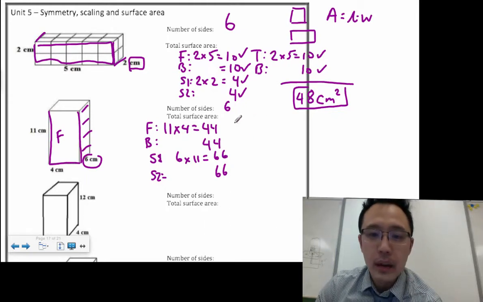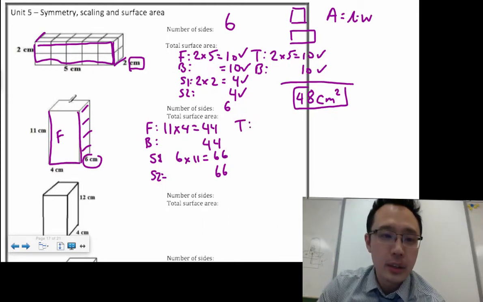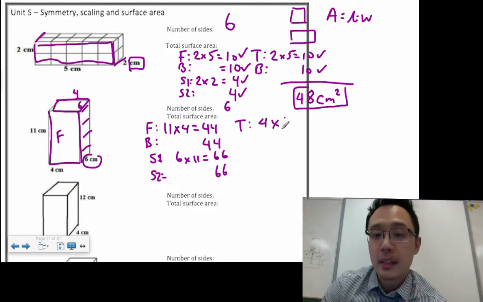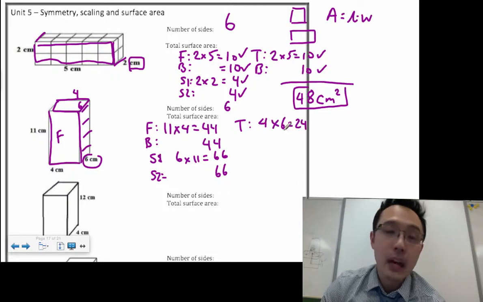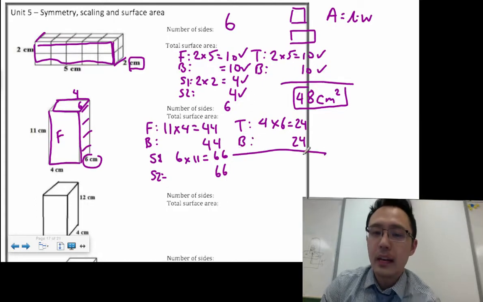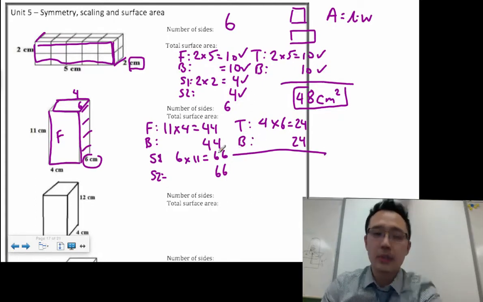Now, what do we have left? We have the top part, which is this part, right? And the dimension is going to be, this is 6 and this is 4, so 4 times 6 is 24. And if we have a top, we have a bottom, so that's going to be 24 as well. We don't even have to calculate it. We know that there's always 2 sides of each.